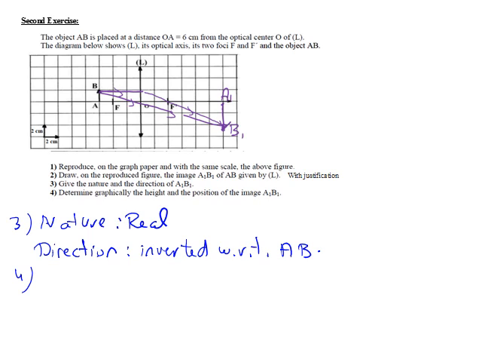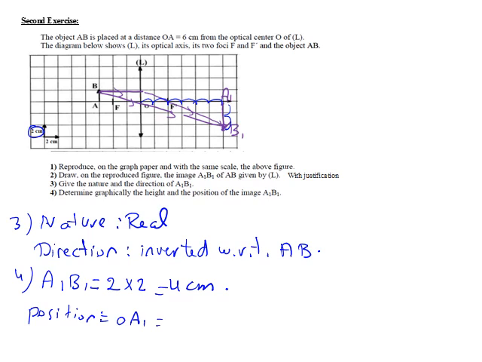4. Determine graphically height and position of A1B1. The height A1B1 equals the height 1, 2. 2 times scale 2 centimeter equals 4 centimeter. Position, 1, 2, 3, 4, 5, 6. OA1 equals 6 times scale 2, which is 12 centimeter.